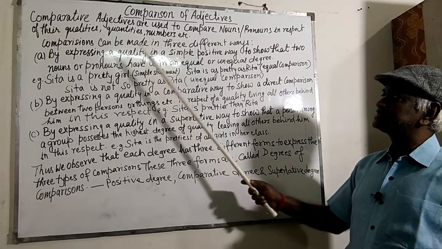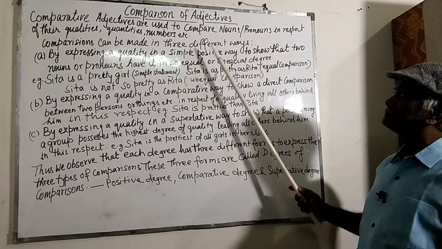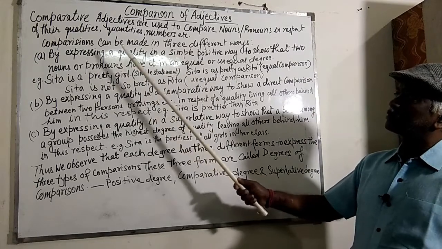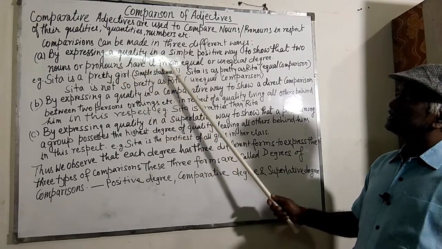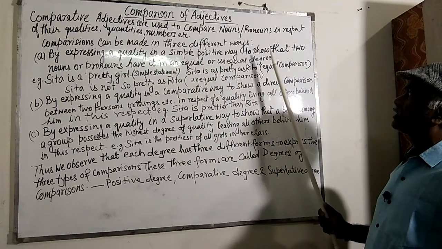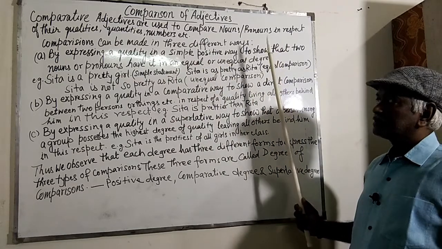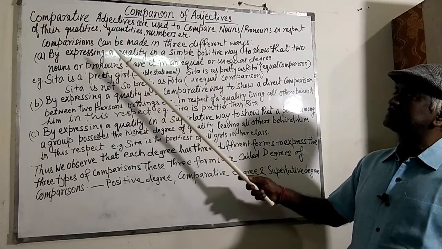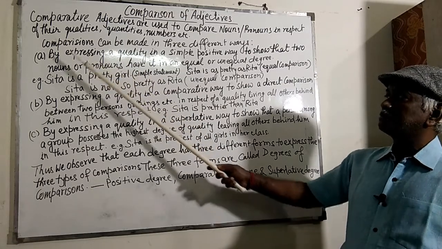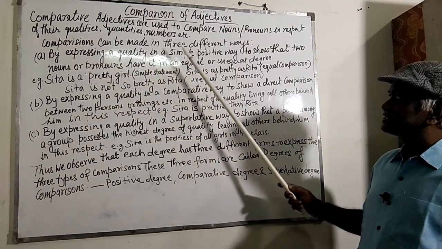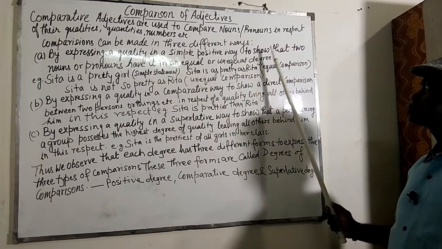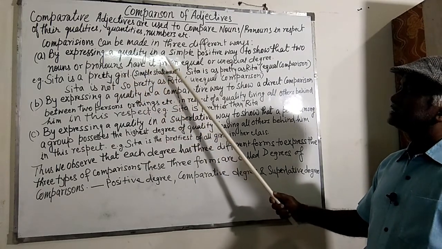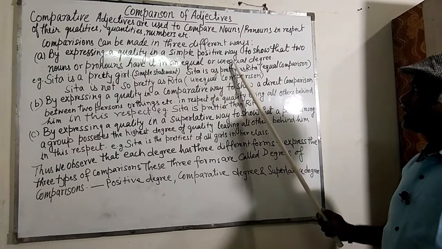Number one is by expressing a quality in a simple positive way to show that two nouns or pronouns have it in an equal or unequal degree. Once again, the first way to express comparative adjective is by expressing a quality in a simple positive way to show that two nouns or pronouns have it in an equal or unequal degree.